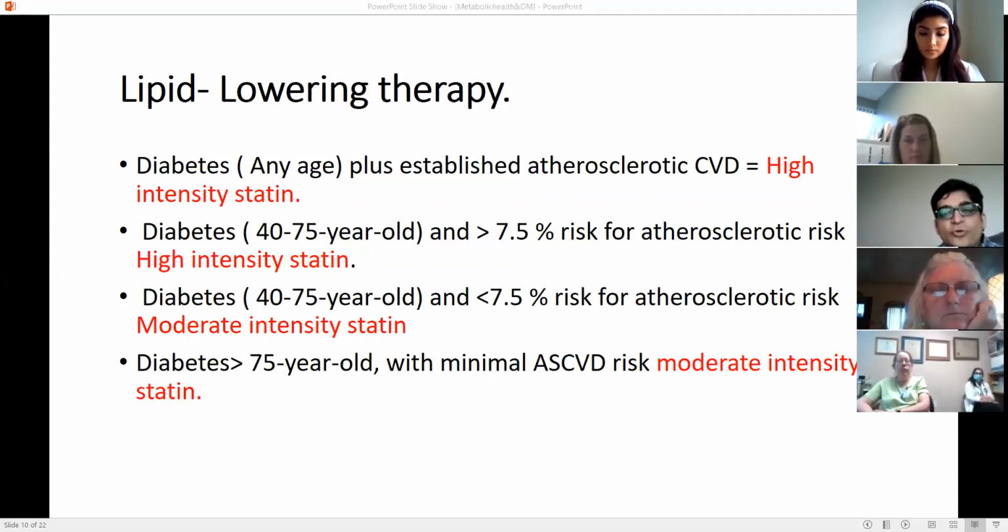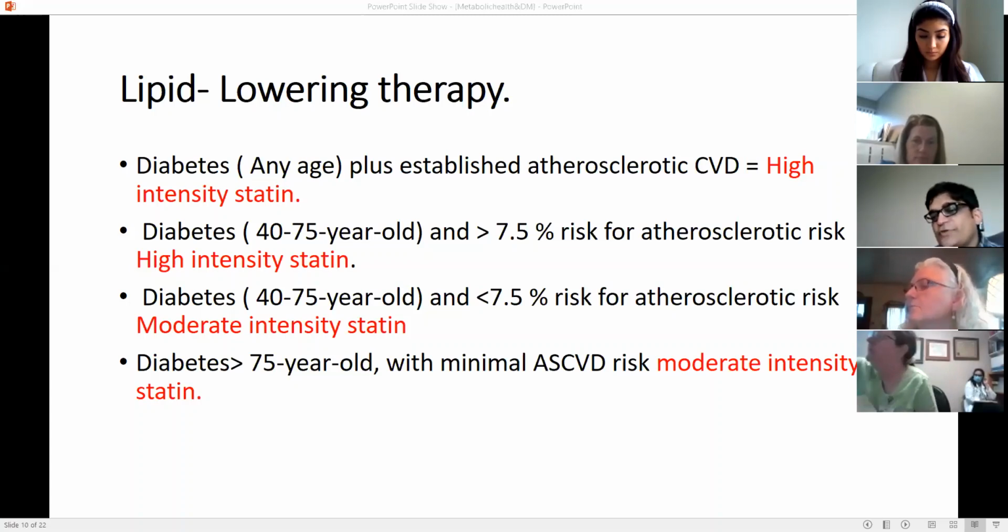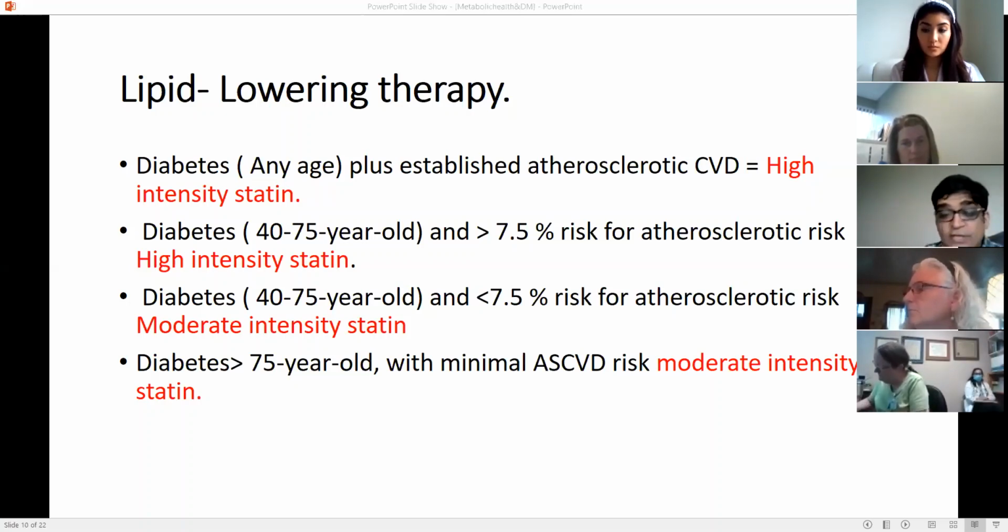The second is most all diabetics who are between the ages of 40 and 75 and their risk, and I will show you how to calculate this risk, is more than 7.5% for atherosclerotic risk, then they should be on a high intensity statin. And if their risk is less than 7.5% over a period of 10 years, then we can use a moderate intensity statin. Older diabetics, more than 75, with no established cardiovascular disease, we can use a moderate intensity statin. And I think you will understand this more when we talk about this in the next few slides. Next slide, please.